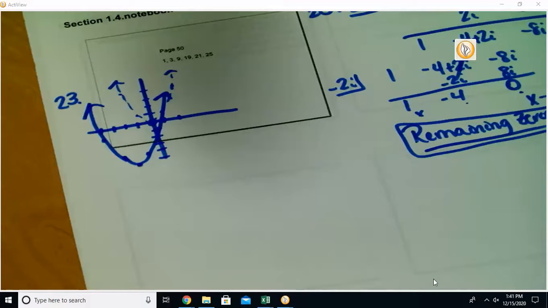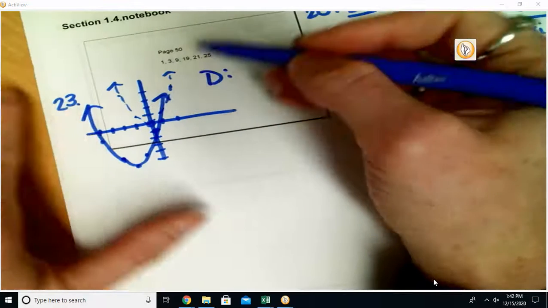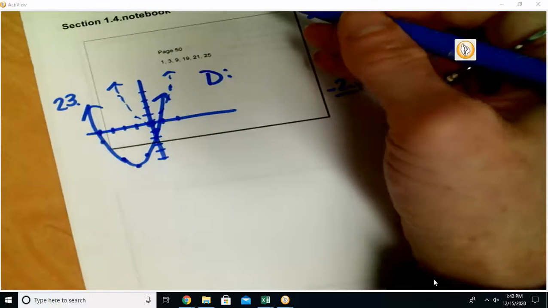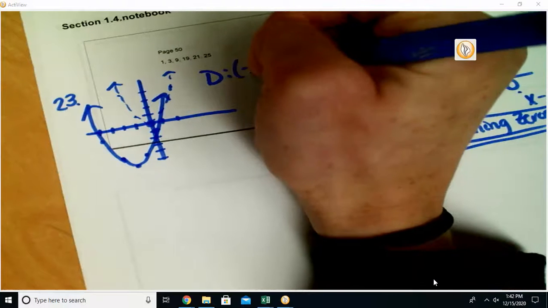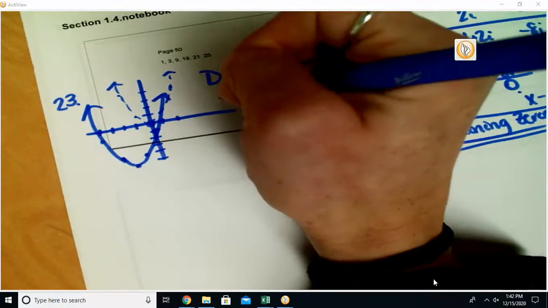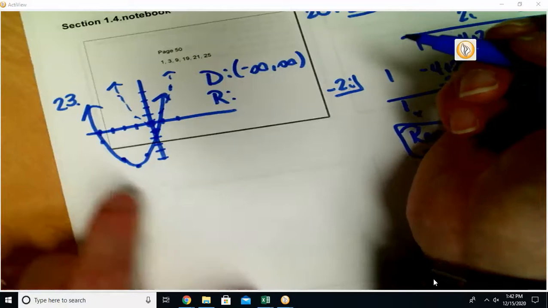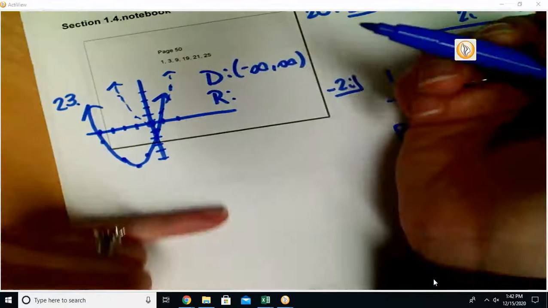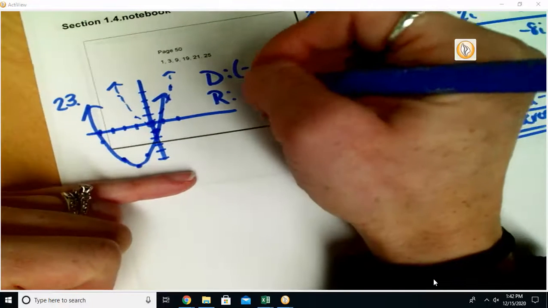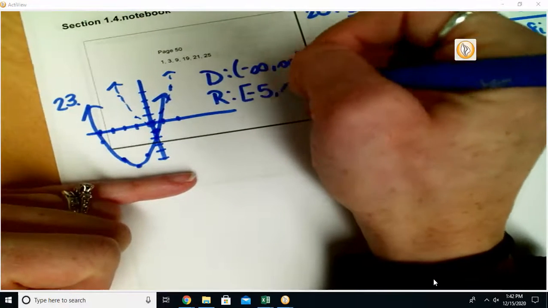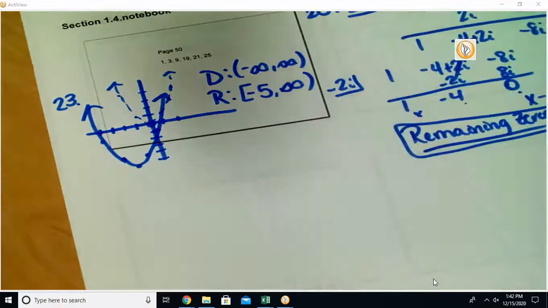Then I asked you for domain and range. So domain is left to right. Keep in mind this thing keeps extending both directions, so what would it be? Okay, my range. Right. It's bottom to top, so my lowest point is down here at negative 5. Goes up forever, so negative 5 to infinity.